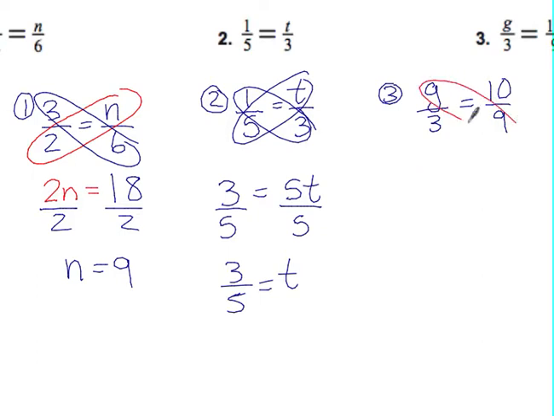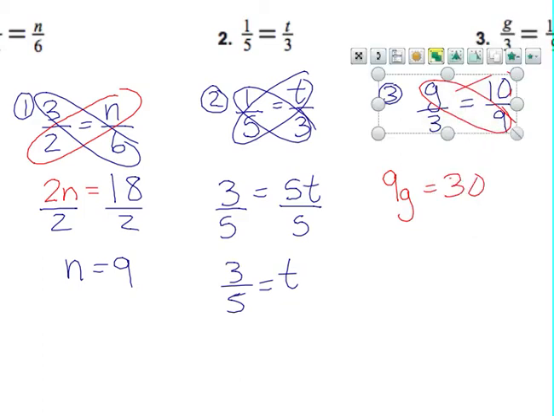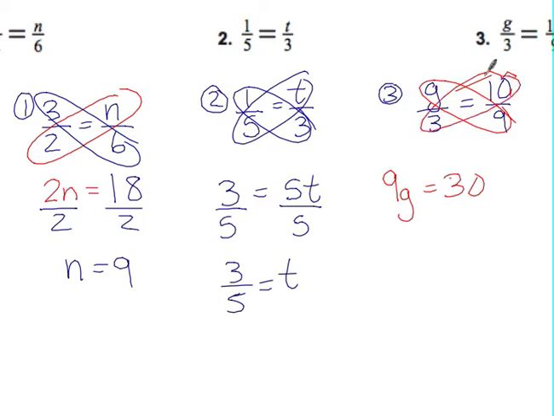Number 3, lasso. 9g equals, lasso it up, we get 30. Technical difficulties. Sorry guys, we got this. 9g equals 30, divide by 9, and we get 30 over 9. Now guys, 30 over 9, we can reduce that. 30 divided by 3 is 10. 9 divided by 3 is 3, so we get 10 over 3 in reduced form.